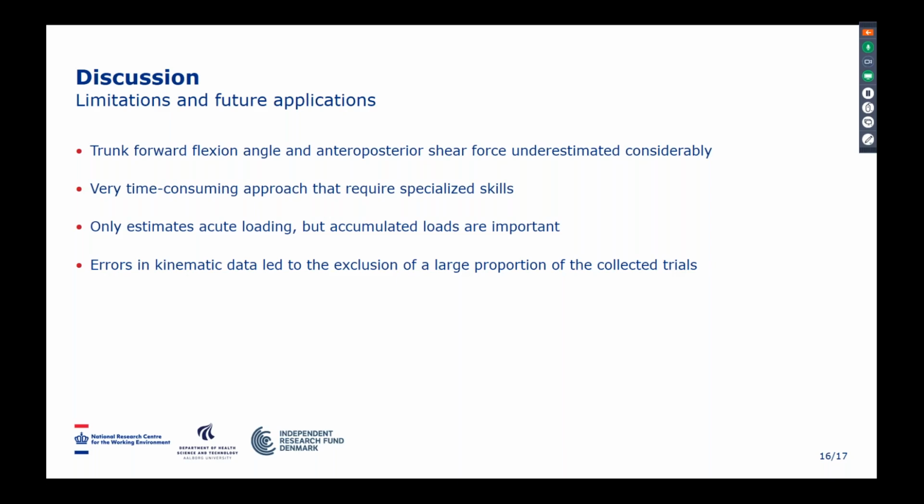Another thing to remember is that this kind of method only estimates acute loading, so loading during one lift, for example.